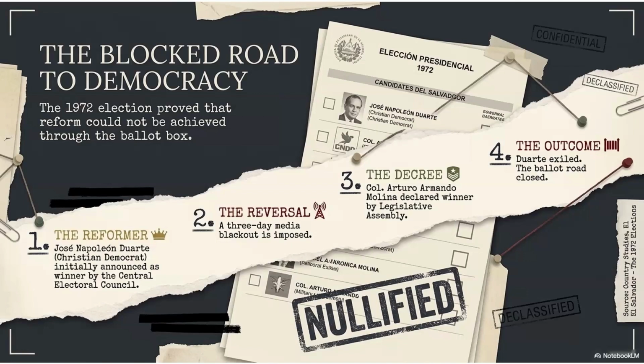This moment is essential because it shows that electoral politics were not simply rejected by the left, they were blocked from above. Imagine what this taught people. Even if a moderate Christian Democrat could win and still be denied power, then what chance did peasants, unions, radical priests, or left-wing parties have? The torn ballot box on the slide represents this collapse of trust. The FMLN did not become plausible because elections were functioning normally. Armed struggle became plausible because peaceful routes had been closed again and again.